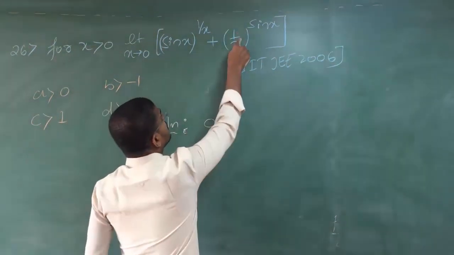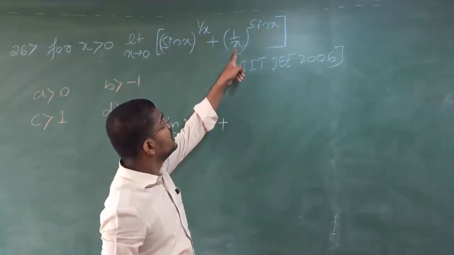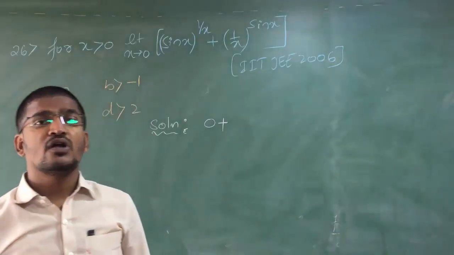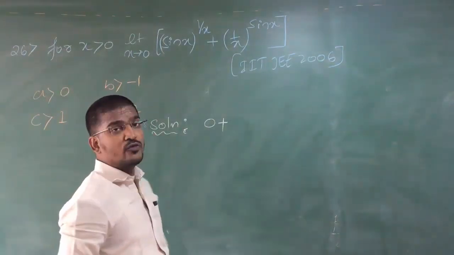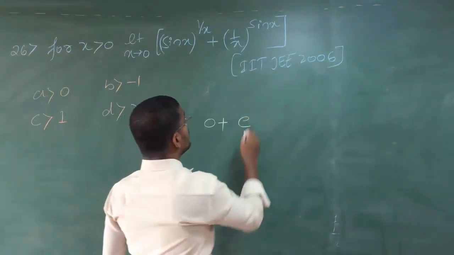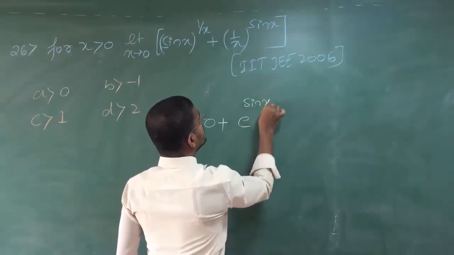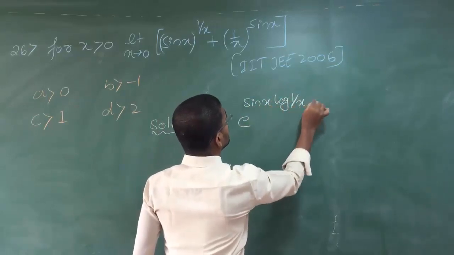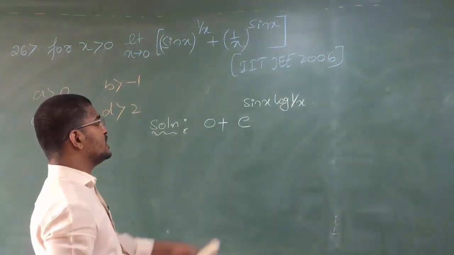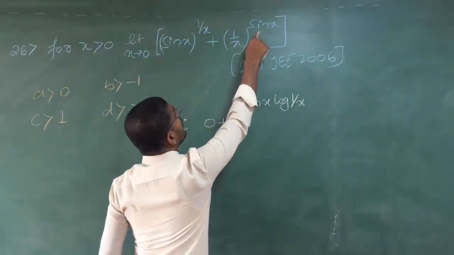Next, you have to solve this, plus 1 by x to the power of sin x. Check this. It will be in the form of infinity to the power of 0. Infinity to the power of 0. So, from your formulas, you can write it as e to the power of sin x log of 1 by x. Sin x into log of 1 by x. You can write it from your formulas. Clear? Because this is infinity to the power of 0.